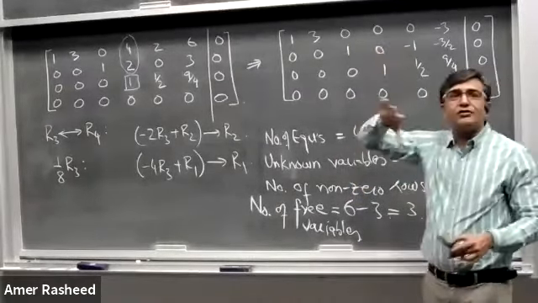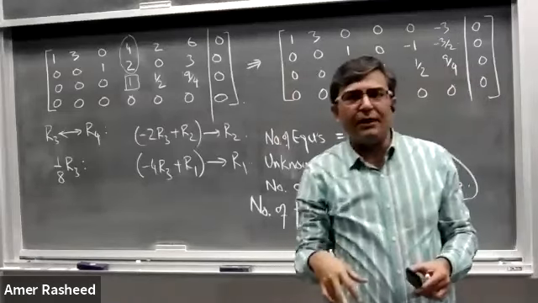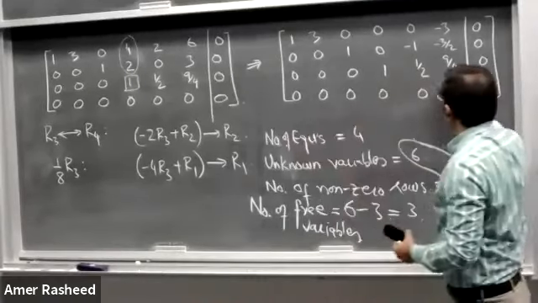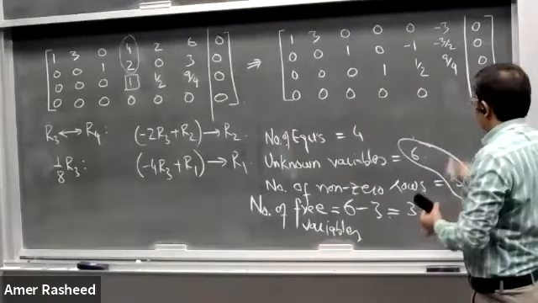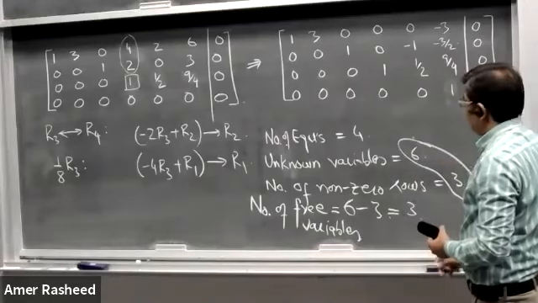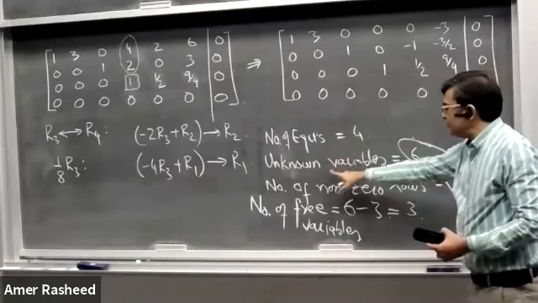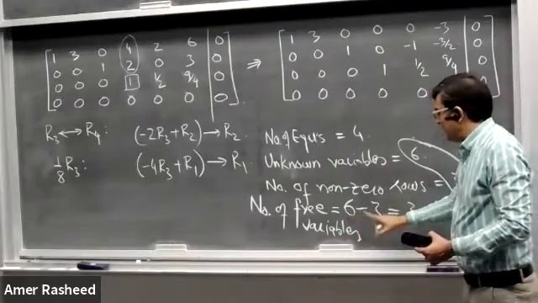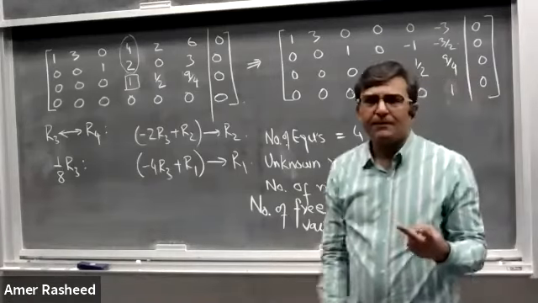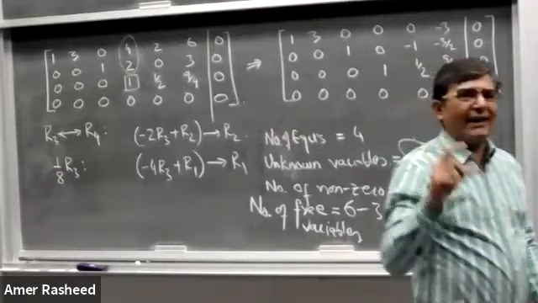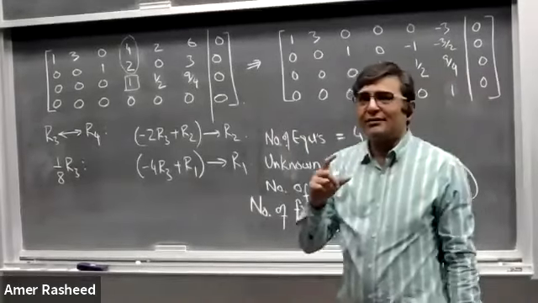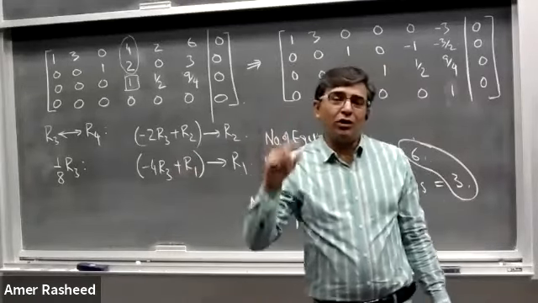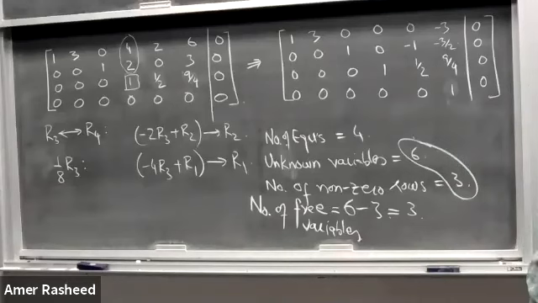If you have more unknowns and fewer equations, even if there were no 0 row here, for example, if you had 1 or any other number here, then how many non-zero rows would you have here? 4. Then you have to set 6 minus 4, 2 free variables. If the matrix is square and one row is entirely 0, then the homogeneous linear system must have infinitely many solutions.